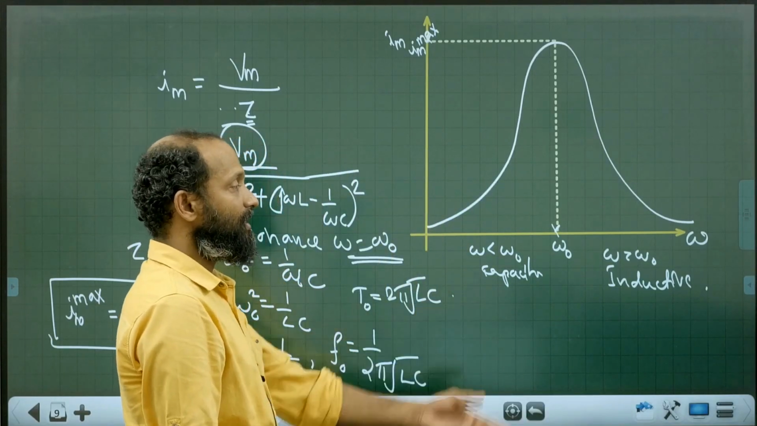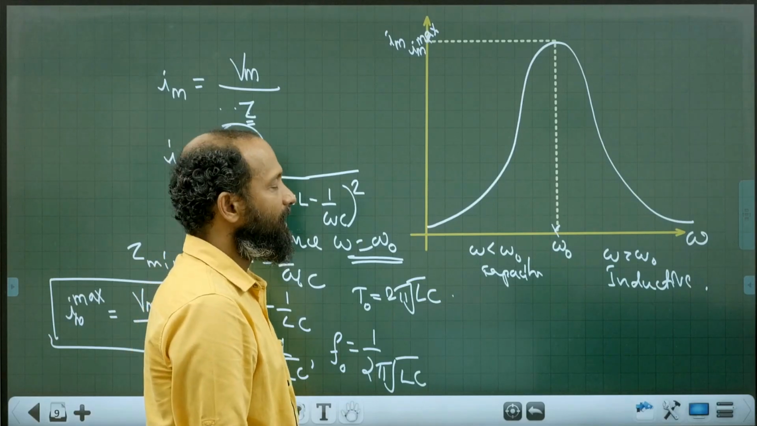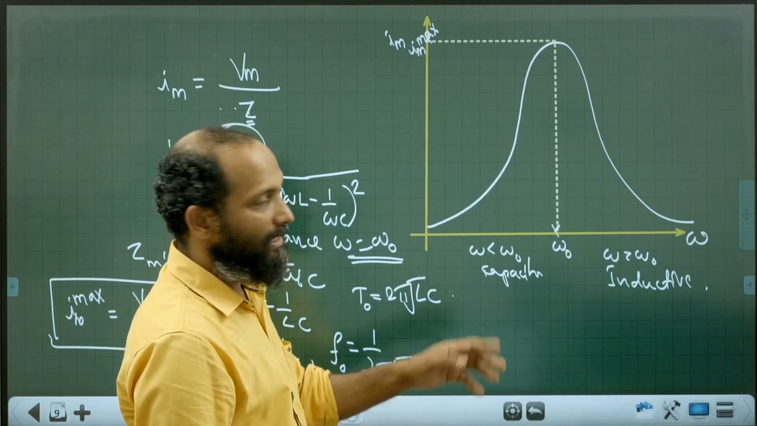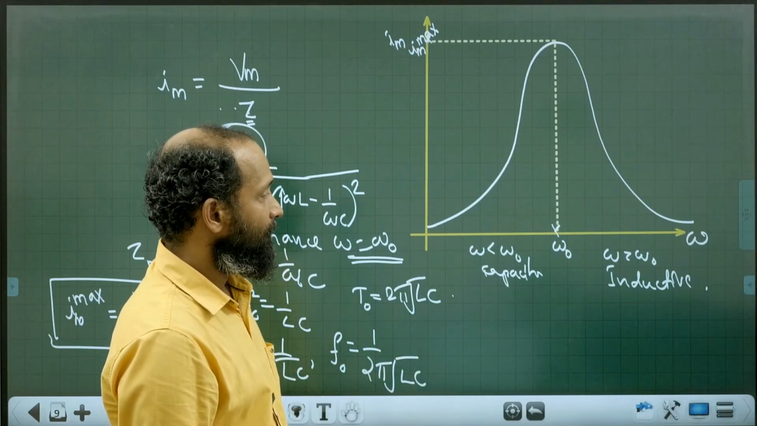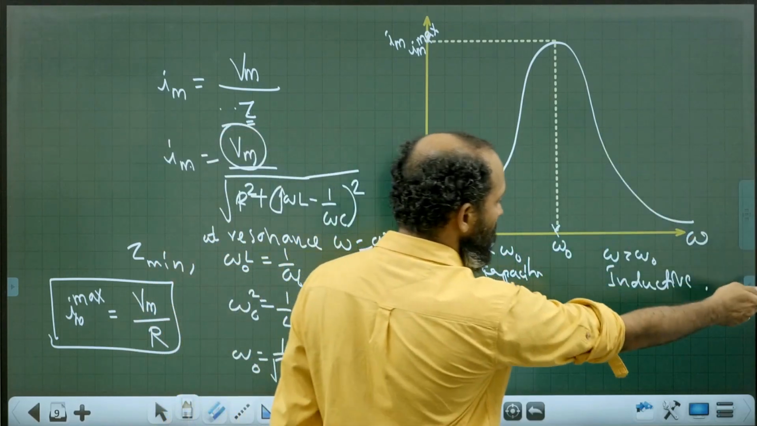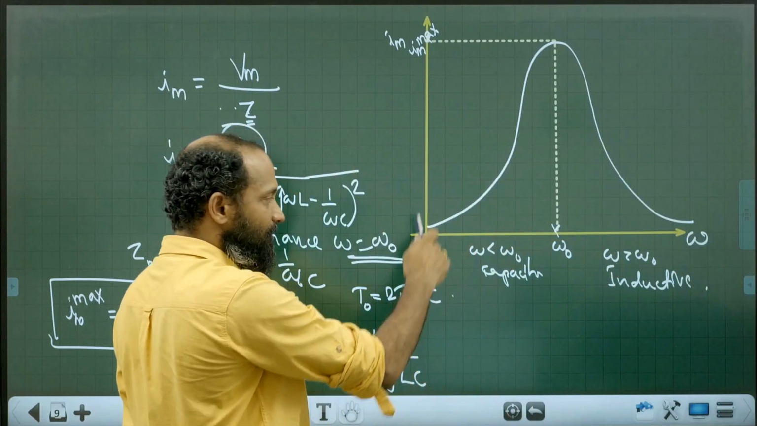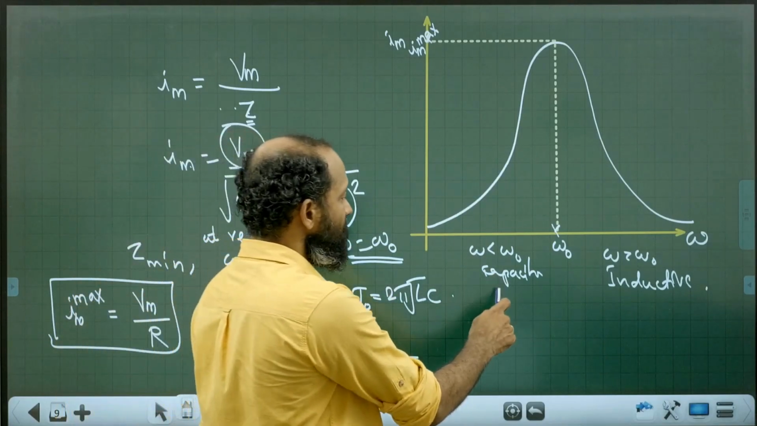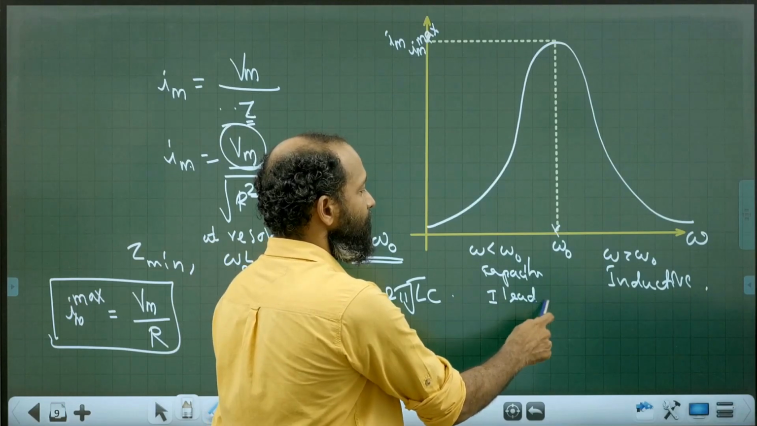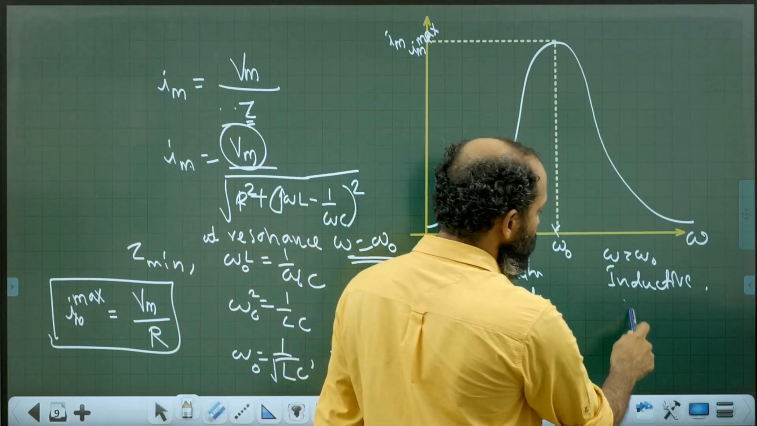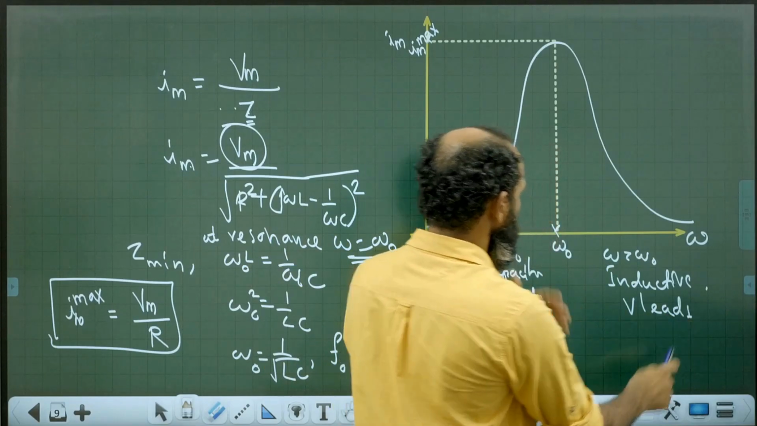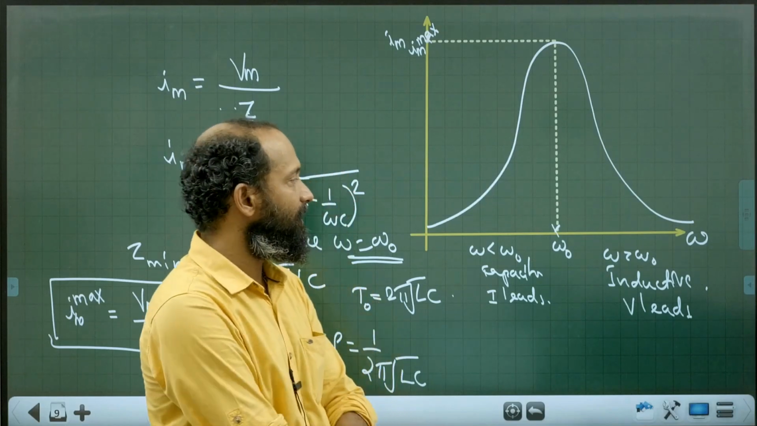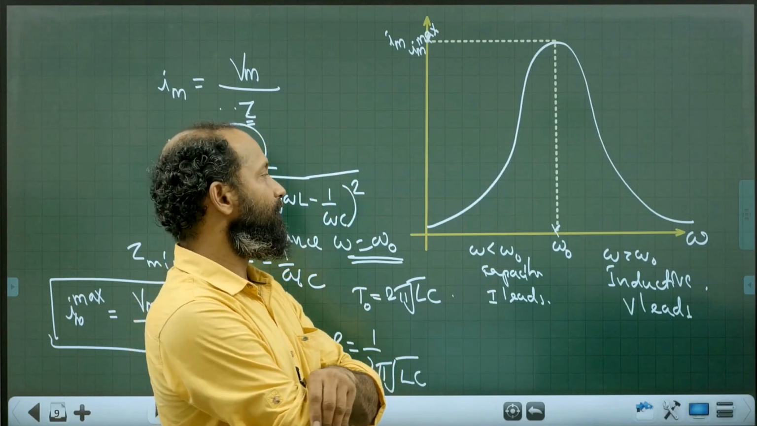At higher frequencies, the voltage drop across the inductor will be larger because of L di by dt. di by dt is large at higher frequencies. So when omega is greater than omega 0, the circuit is inductive. When omega is less than omega 0, the circuit has capacitive nature. When the circuit is capacitive, current is leading. When the circuit is inductive, voltage is leading, when the supply voltage has frequency greater than the resonant angular frequency omega 0.